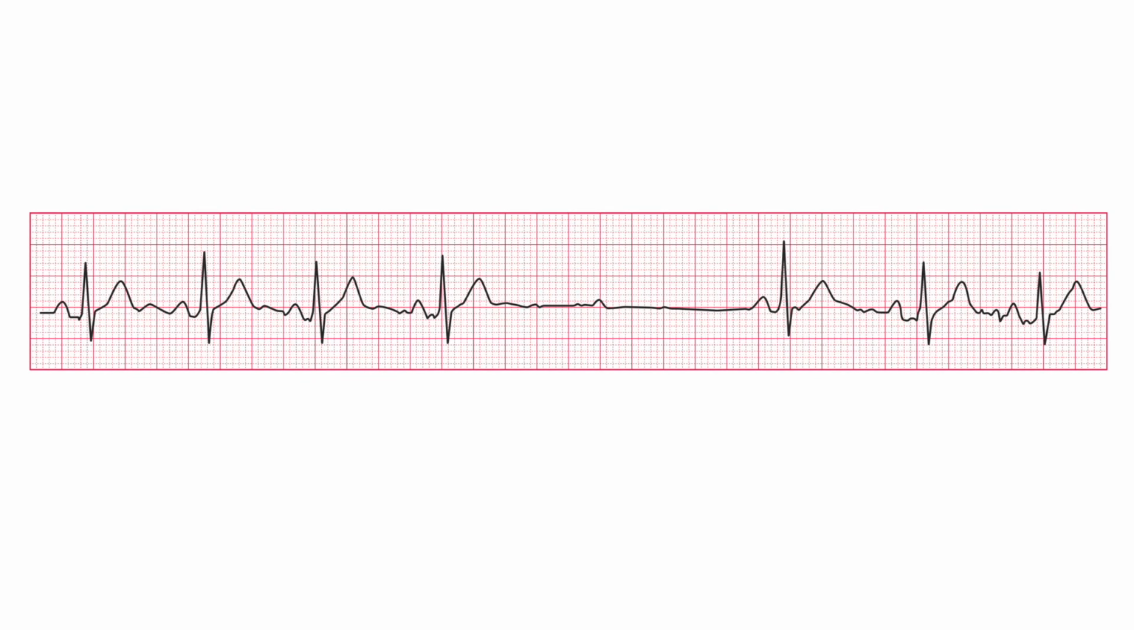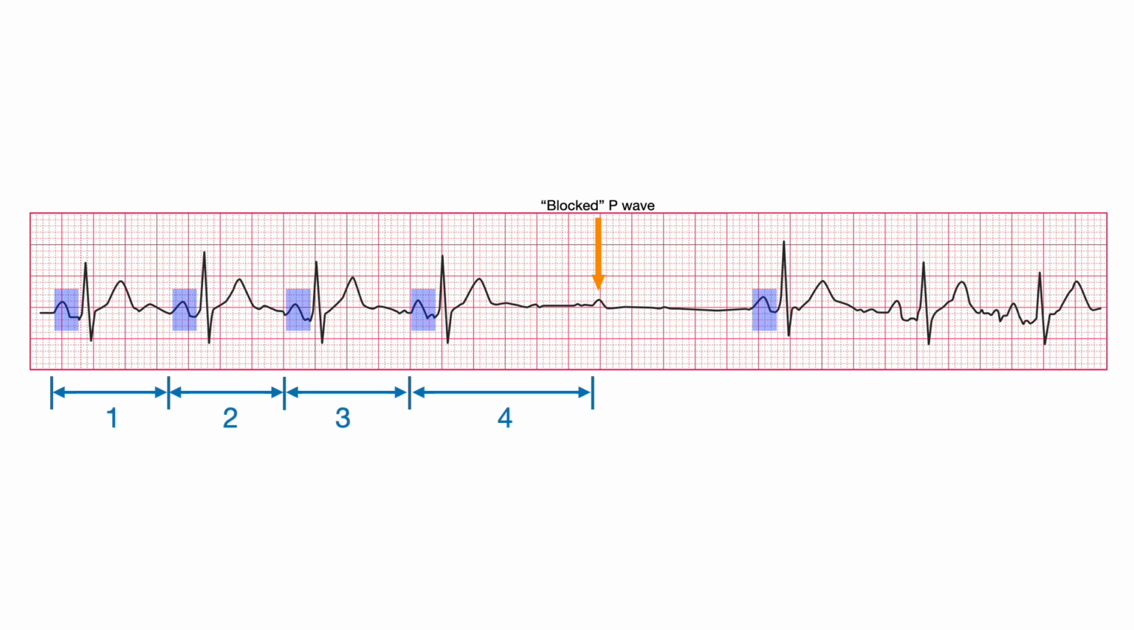On first glance, this appears to be Mobitz type 2 AV block. The PR intervals are constant before and after the blocked P wave. However, this is not Mobitz type 2 AV block because there is variable slowing of the heart rate. The blue arrows represent the interval between the P waves. The first three intervals are nearly the same, but the fourth is much longer, indicating slowing of the heart rate. Such an ECG can be seen when there is increased vagal tone, which is relatively benign.